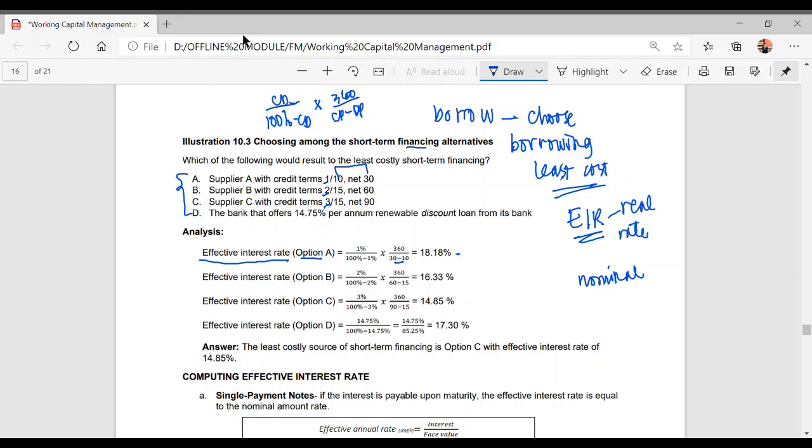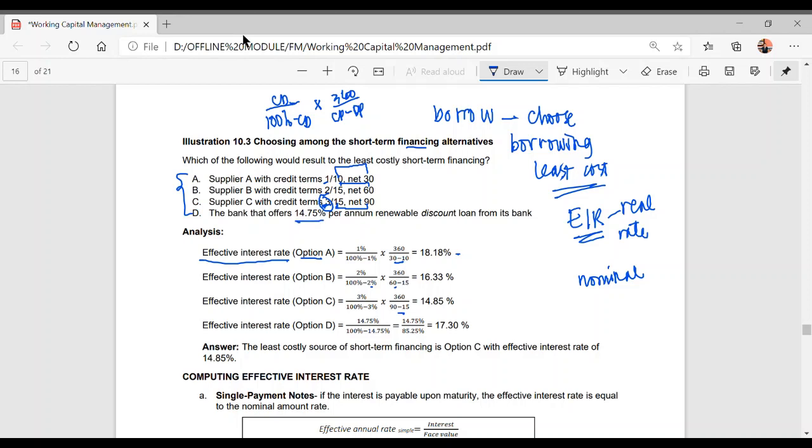Next one is 2. 2% over 100% minus 2%, that's 98% times 360 over 60 minus 15. So mao ni siya, 60 minus 15. You will get 16.33%. Option C, we have 100% minus 3%, kay 3 man diri ang ato ang rate, times 360 over 90 minus 15. This man ang 90 minus 15, mao ni siya. And then you will get 14.85%.